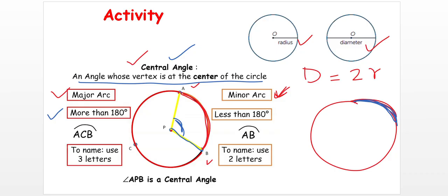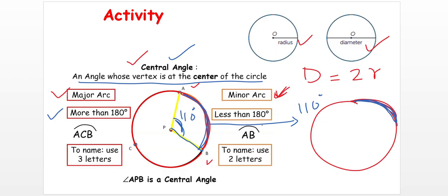Now, when we say measure of an arc, that means the measure of the central angle. For example, if this angle is, let's say, 110 degrees, then what will be the measure of this arc? It will be the same, 110 degrees. So you can say that the central angle and the measure of the arc have the same value.